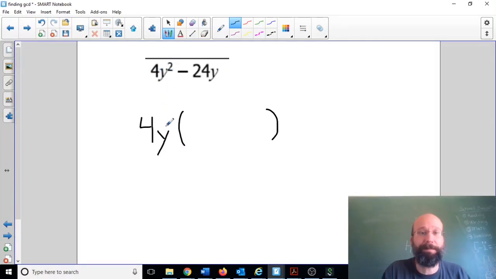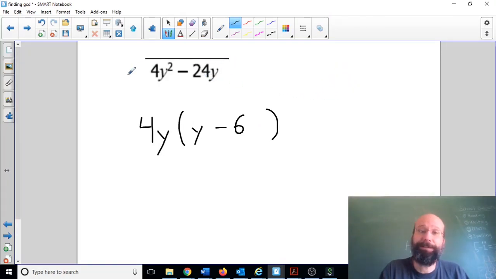Now all we have to do is divide. 4y squared divided by 4y is just y. And we can review the exponent rules if we need to. And then negative 24y divided by 4y is negative 6. Negative 24 divided by 4 is negative 6, and y divided by y is y to the 0, which is 1. So it just leaves us negative 6.